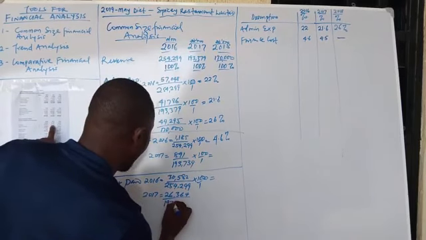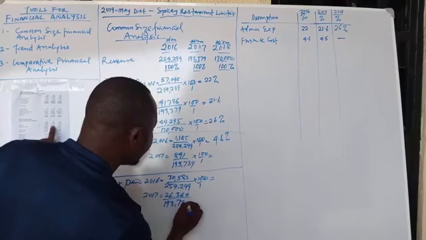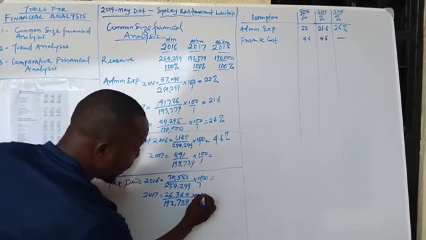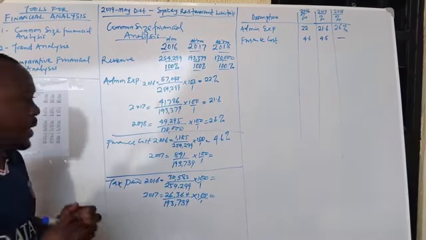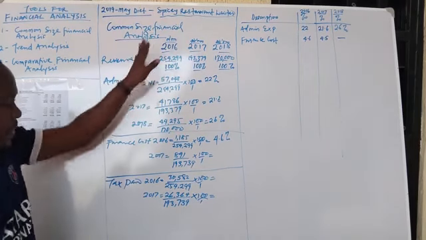Now, what do we want to bring out here? Everything must be prorated over the total revenue in the income statement. That's what we want to bring out here. Everything must be prorated on total revenue using common size financial analysis.